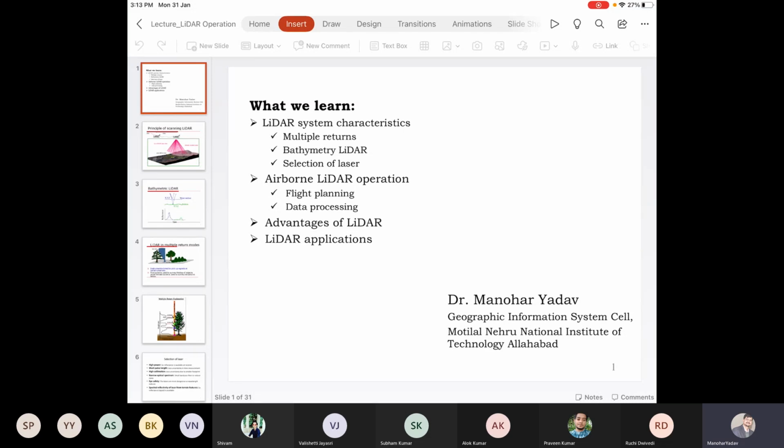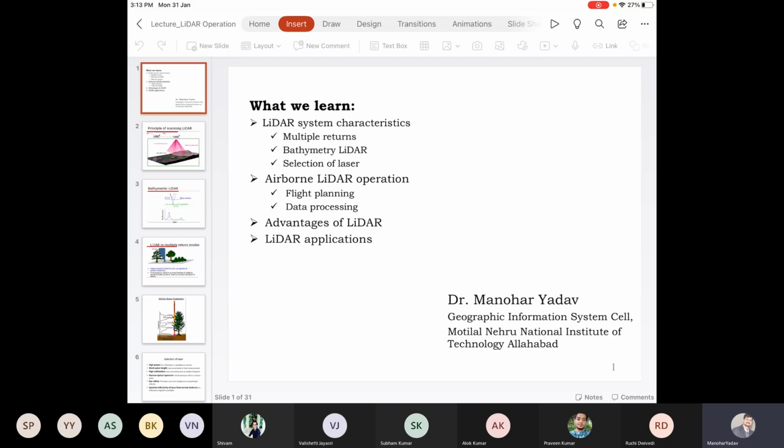Then after that, we'll talk about airborne LiDAR operation. Like before any airborne survey, what we need to do, what is the first step, okay? So the first step is flight planning. So certain parameters are first decided before flying an aircraft to collect laser scanning data, okay?